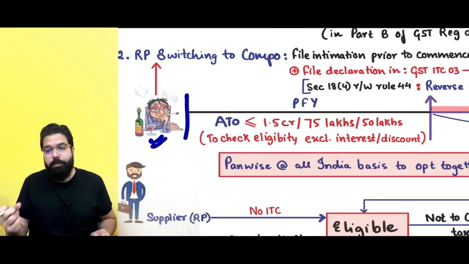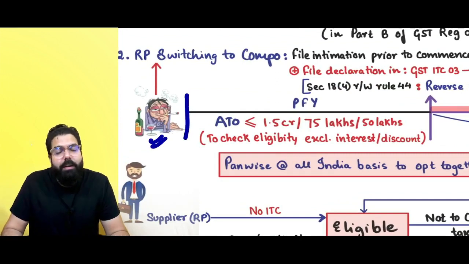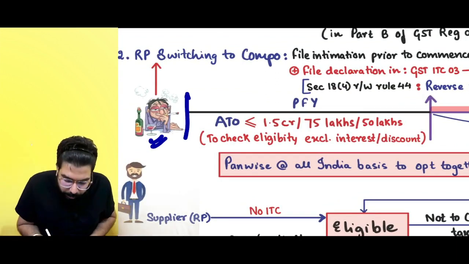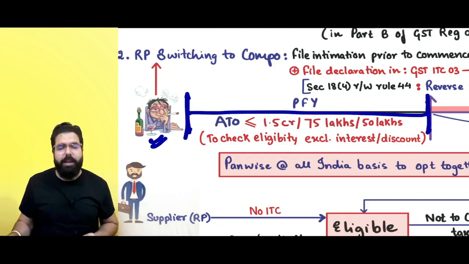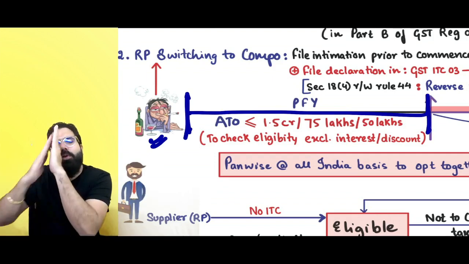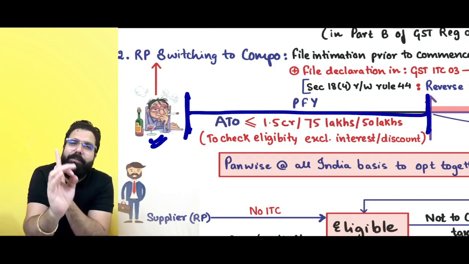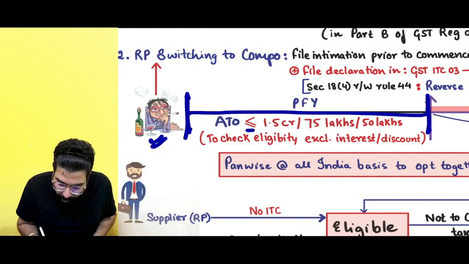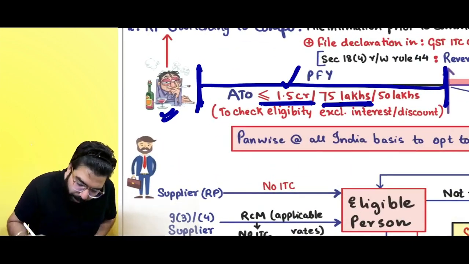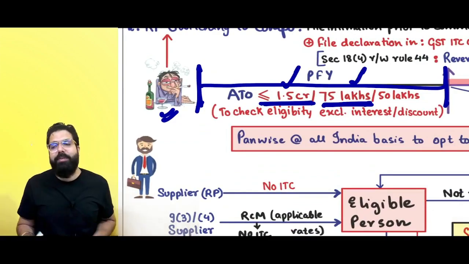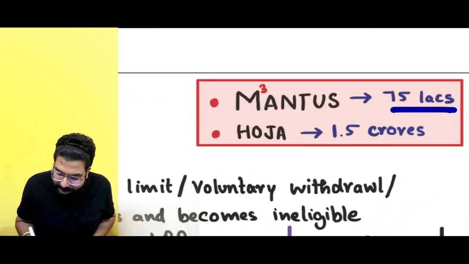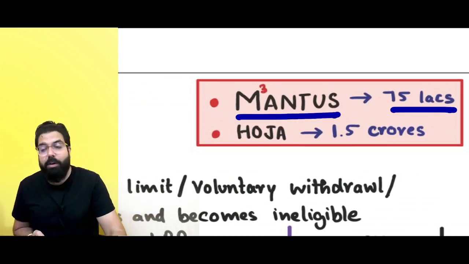Everyone over here, listen to me now. So what is it telling? It is talking about a person whose aggregate turnover in the preceding financial year, everyone listen to me very carefully, is up to 1.5 crore or 75 lakh rupees. Sir, for whom is 1.5 crore applicable? For whom is 75 lakh rupees applicable? Everyone listen to me very carefully. 75 lakh rupees is applicable if you are in the states of Mantus.